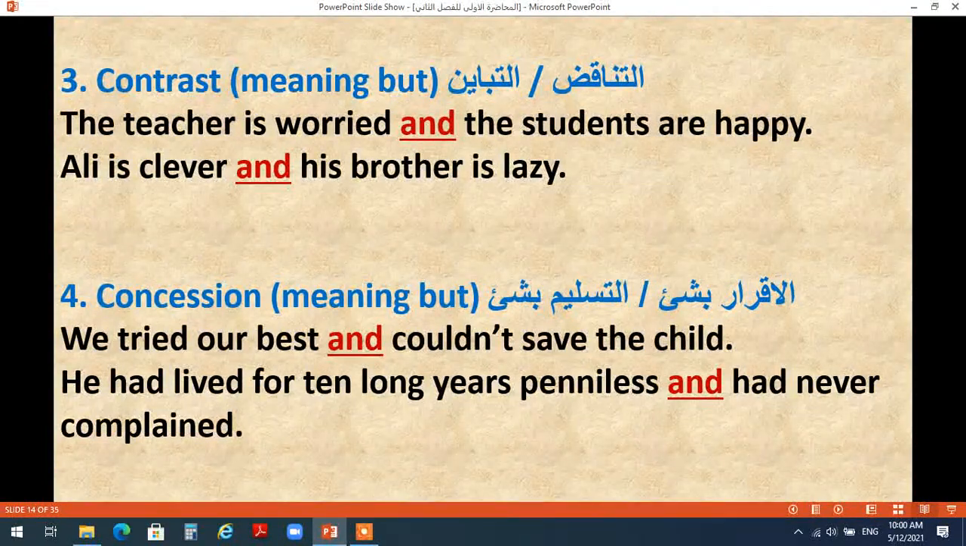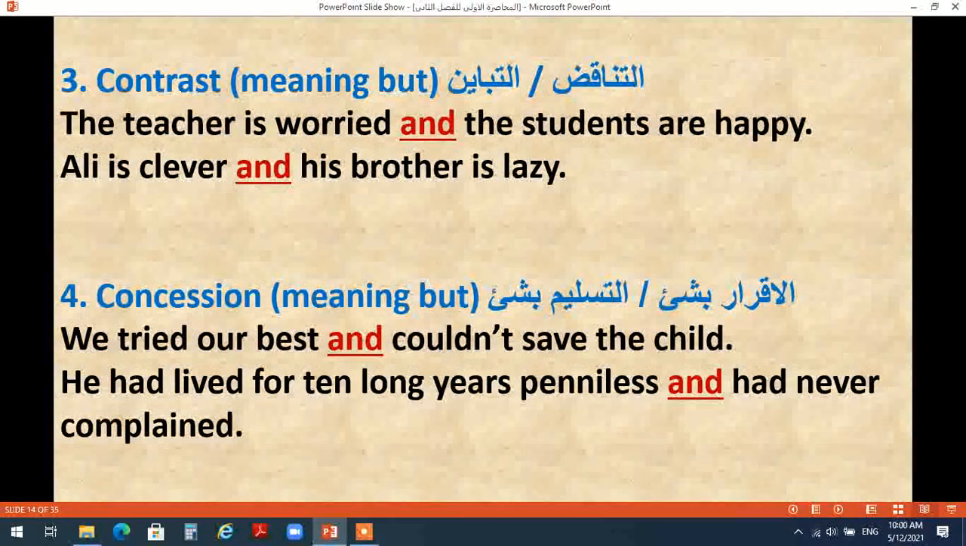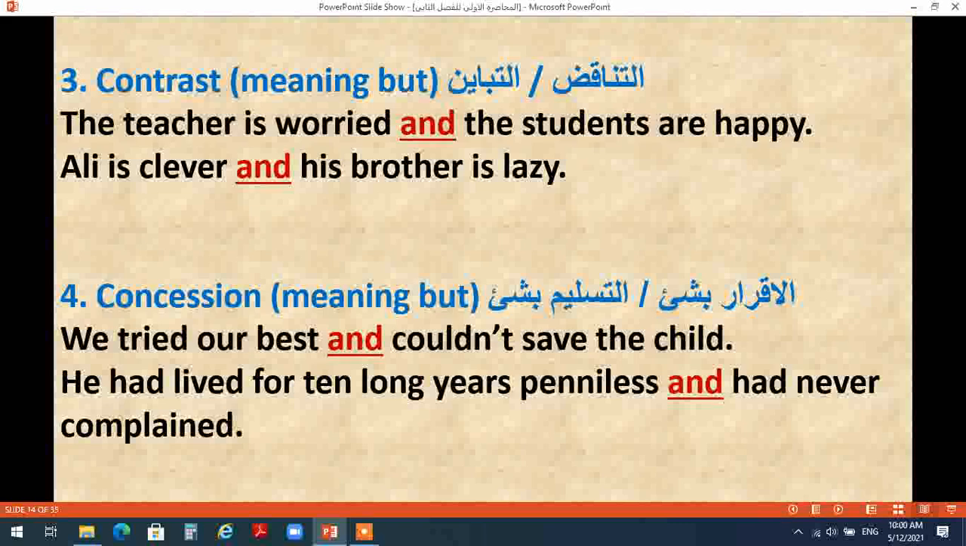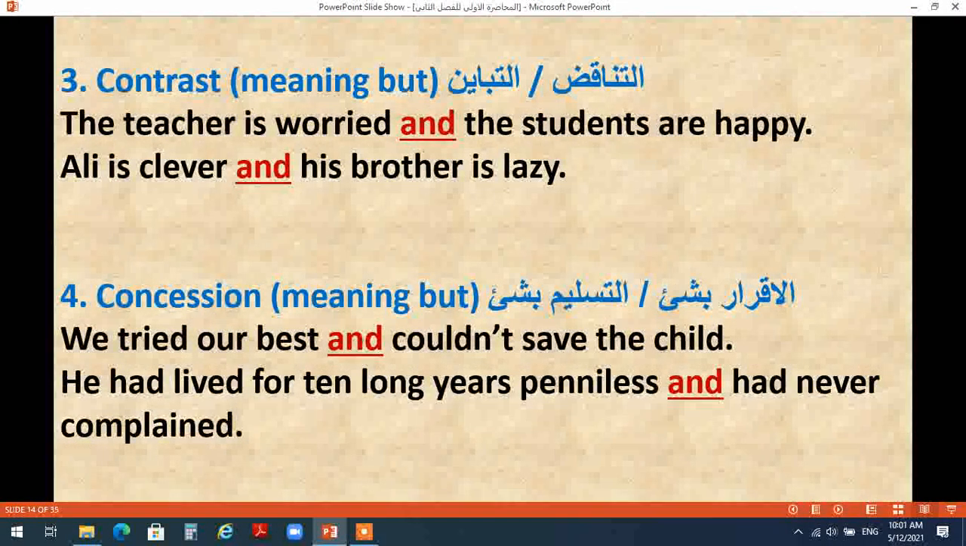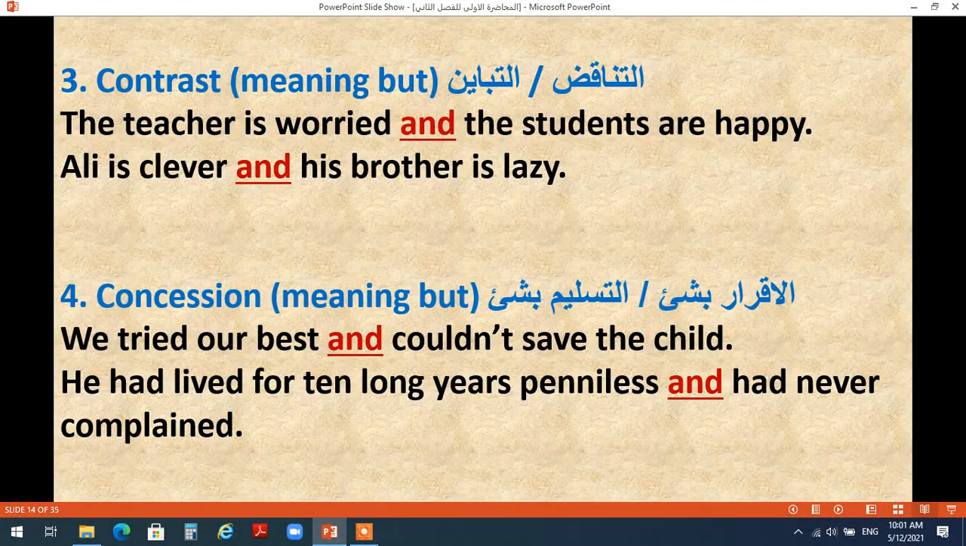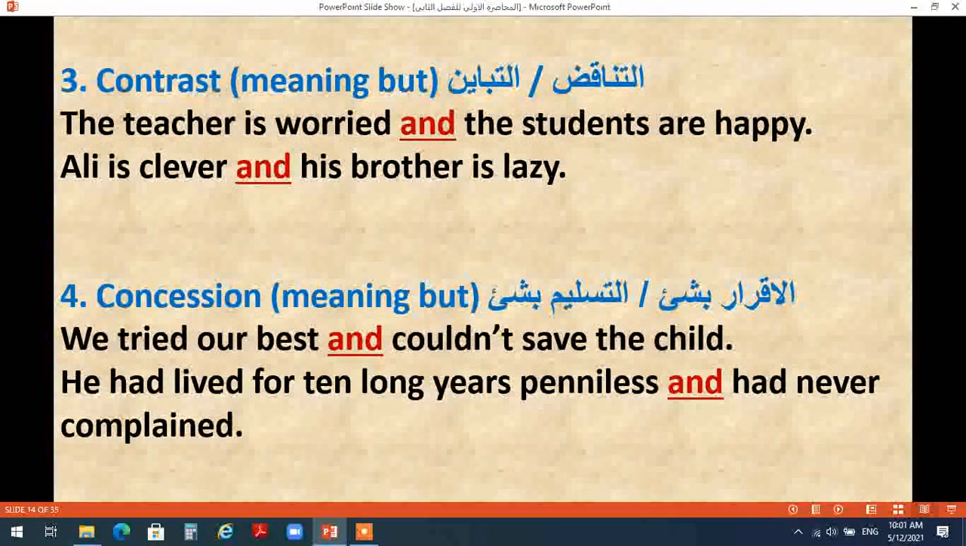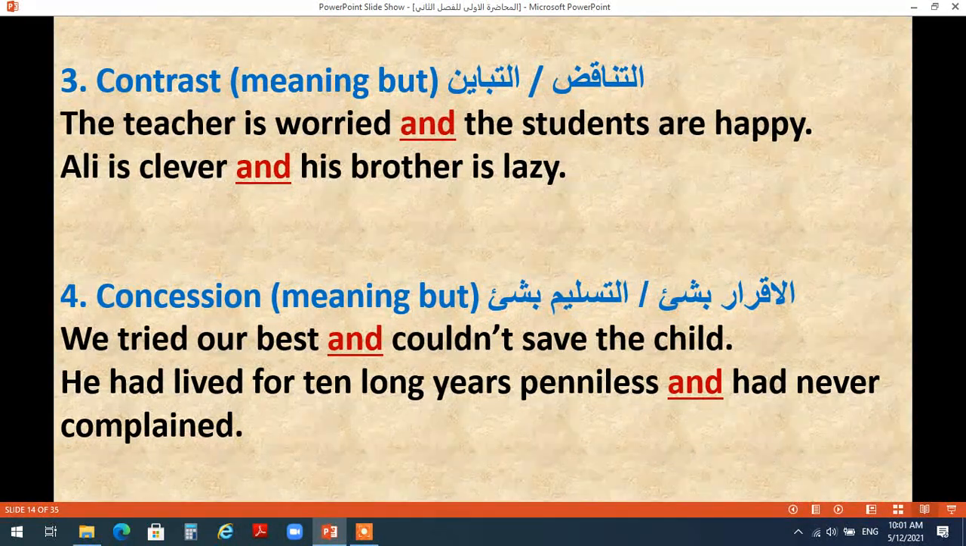We had lived for 10 long years penniless and had never complained. يعني رغم إنه إحنا عشنا لسنوات 10 طويلة في فقر، لكن رغم هذا لم نشتكي من شيء. This is called a relation of concession. This relation has been signaled by using and. We move on to the other relationships.